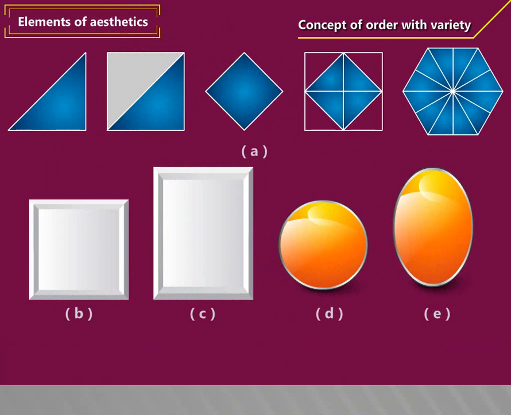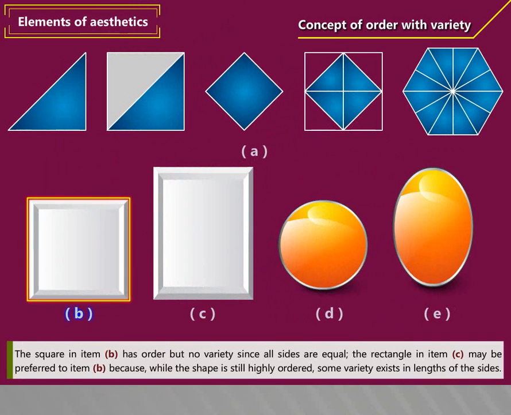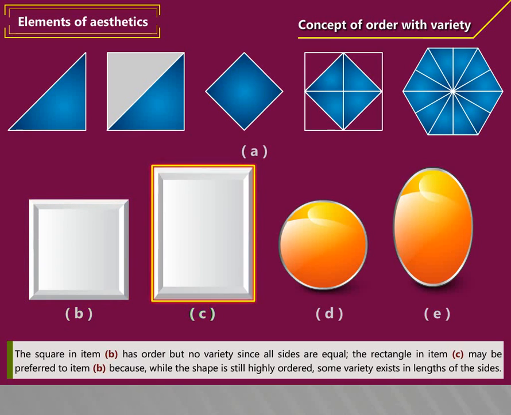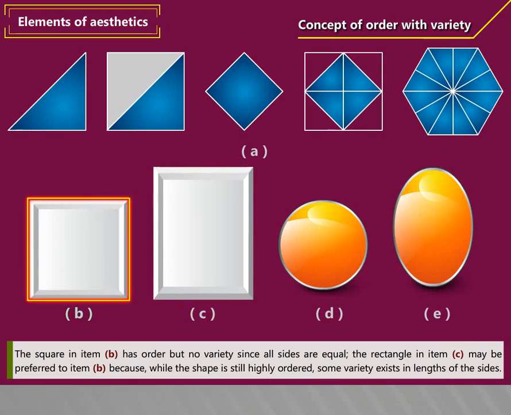Figure illustrates this concept. The square in item B has order but no variety since all sides are equal. The rectangle in item C may be preferred to item B because, while the shape is still highly ordered, some variety exists in lengths of the sides.